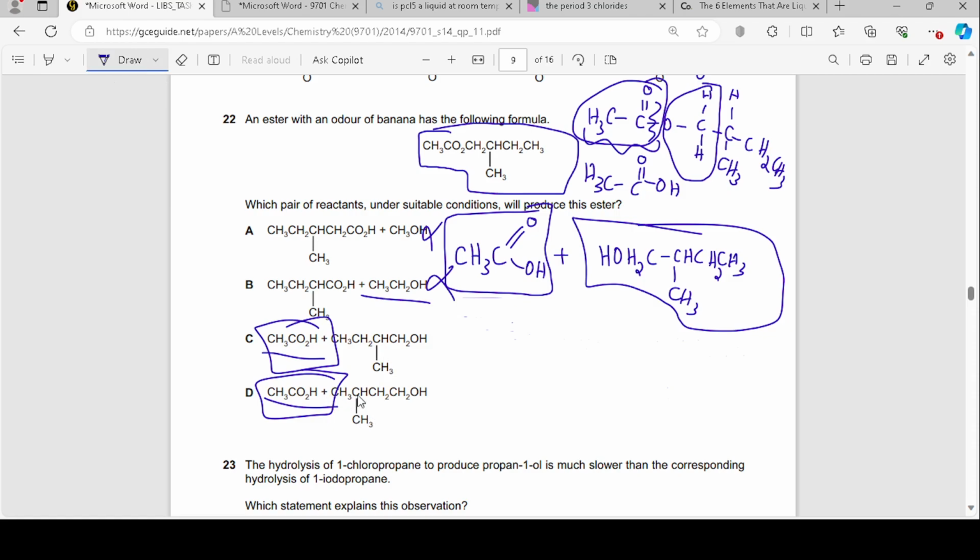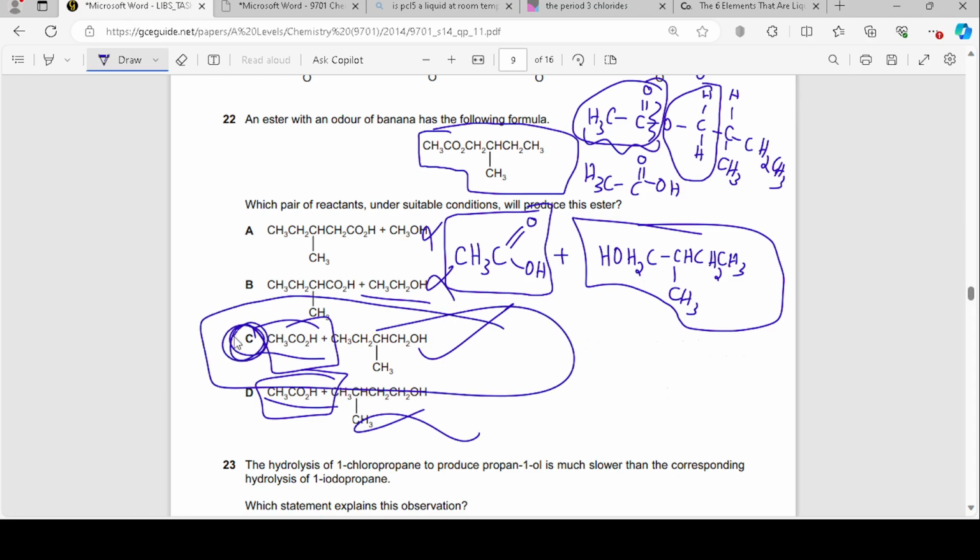Now let's see: 1, 2, 3, 4, 5, 1, 2, 3, 4, 5. I can see that the CH3 group is connected differently, so we should see carefully where the CH3 group should be. It should be CH3, CH2, CH, CH3, CH2OH. So CH3, CH2, CH, CH3, CH2OH, that seems right. CH3, CH, CH3, that's wrong. So the structure that I've got corresponds to C. Just be careful, and don't do things in a hurry.